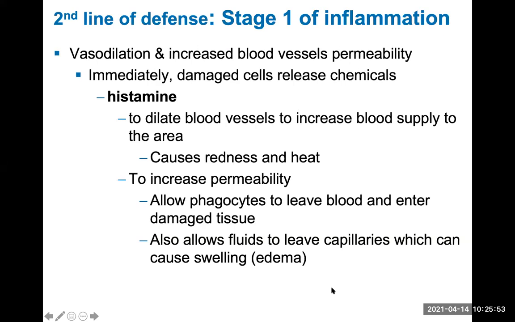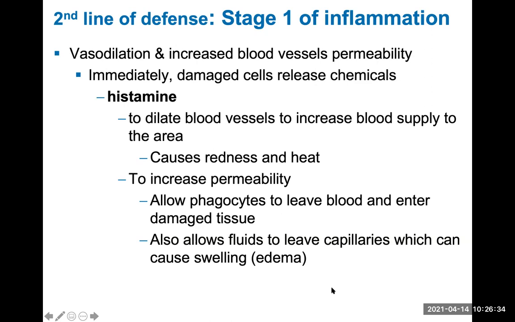Vasodilation, the purpose of that is to bring in more blood. Then you also need to increase the permeability of the vessels themselves so that as you bring in more blood, those white blood cells are able to squeeze through the blood vessel and get into the tissue. So the first stage of inflammation is that vasodilation and increased permeability. Immediately upon damage, cells release histamine. This especially is true for those mast cells that we talked about, but any cell that gets damaged is going to release histamine.